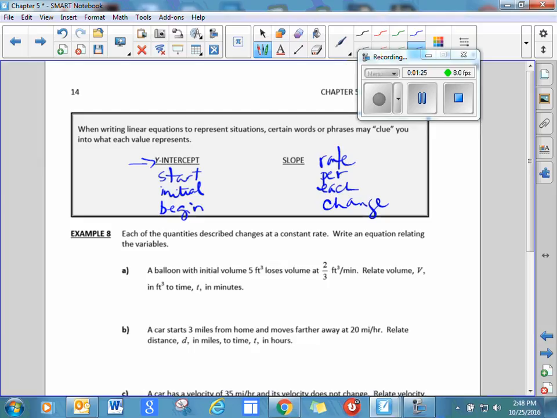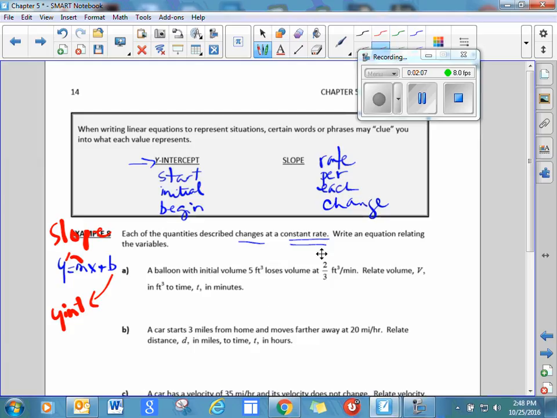So we've got some examples down here, 4 examples that are English type word problems that describe changes at a constant rate. So that's our slope. And they're asking us to write an equation relating the variables. So we're going to identify the y-intercept, and we're going to identify the slope, and then we're going to be able to write the equation in the y equals mx plus b format, where, remember, the m is the slope, and the b is where the graph crosses the y-axis.